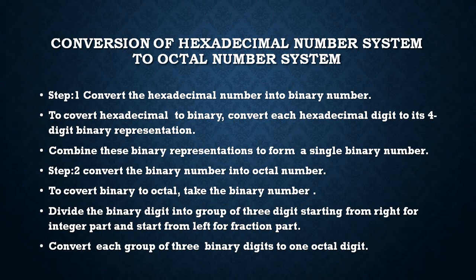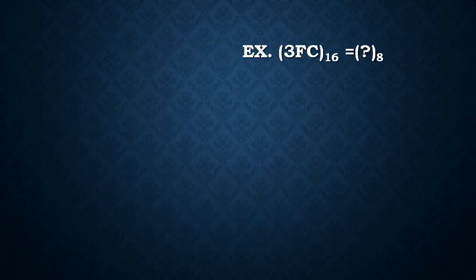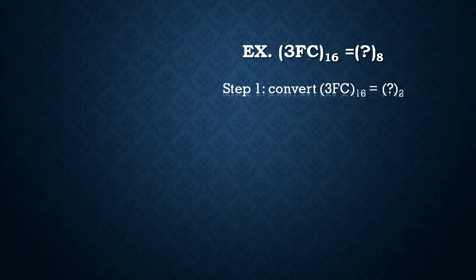To understand this process, we take an example. We have to solve this problem in 2 steps. First step, convert 3FC to the base 16 into binary. For that purpose, we first write the digits in separate form as 3, F and C, and now we have to find out the binary equivalent for this hexadecimal number.